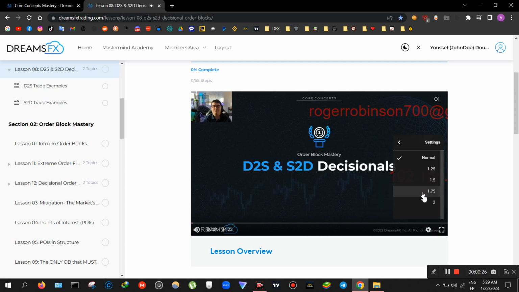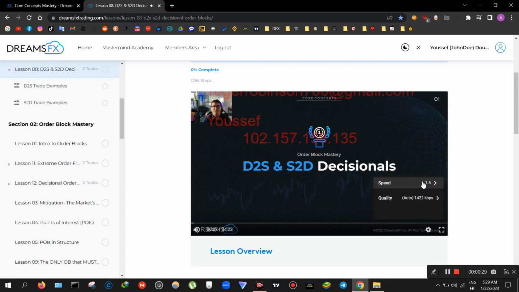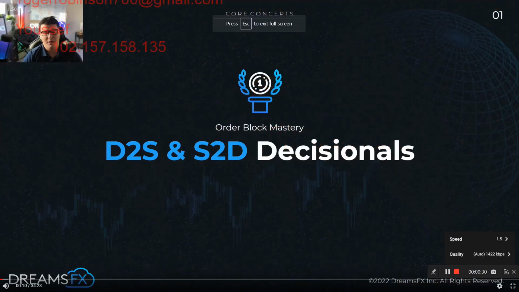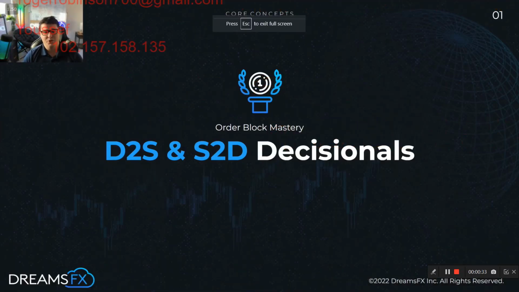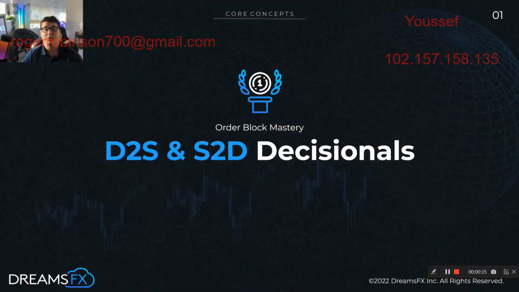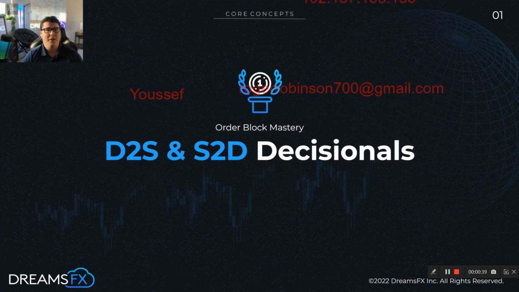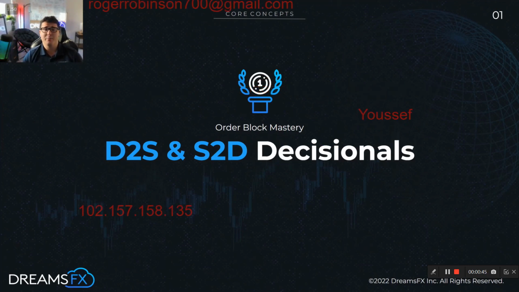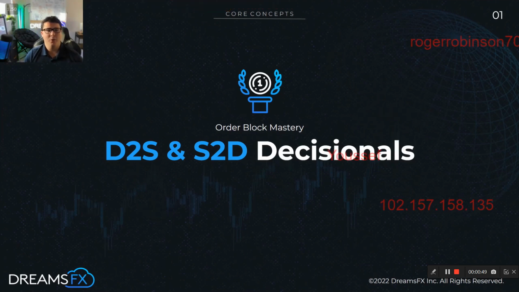Now that we have discovered and started to really understand what decisional and extreme order blocks are, we're going to refer to a specific type of decisional. As you've learned in the previous video, there are three types of decisionals. We have our type 1, which lies within structure. We have our type 2 decisional that lies after the main structure but still internally. And then we have our third type of decisional, which is an order block that separates two imbalances that has purpose on the lower time frame. In this video specifically, we're going to be talking about the notorious D2S and S2D decisional order blocks.